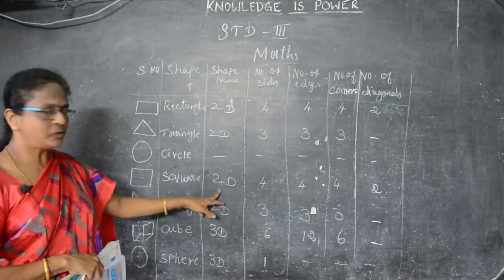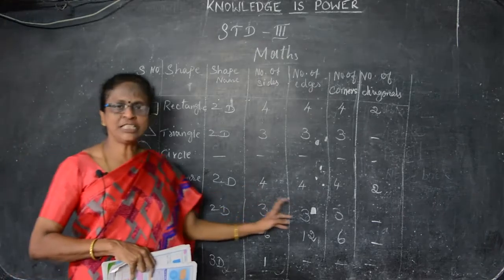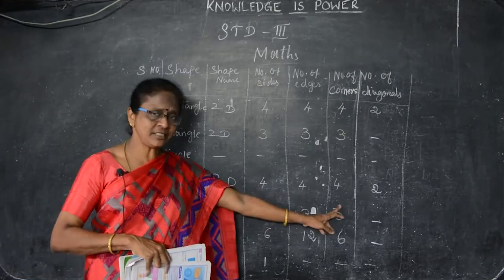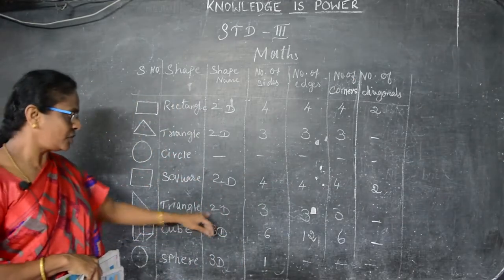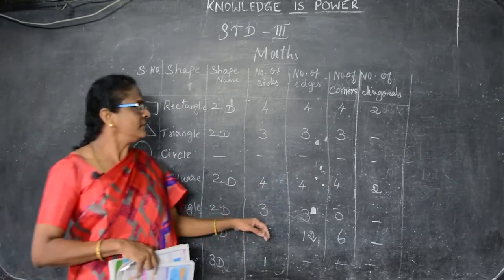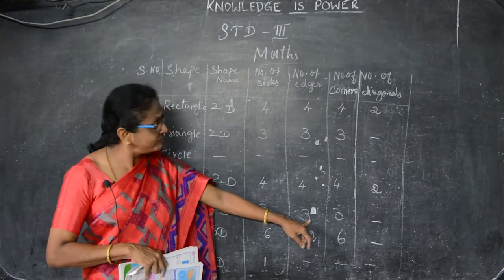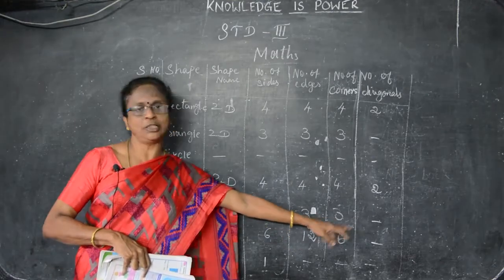Square, a 2D shape, has 4 sides, 4 corners, 4 edges and then 2 diagonals. And triangle, it's a 2D picture, you know. Then 3 sides, 3 edges, 3 corners and no diagonals.